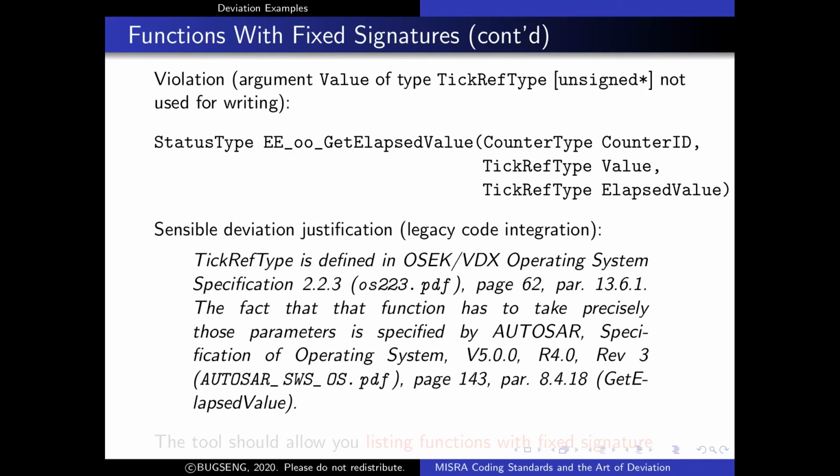Again, in this real-world example, the reason is in the OSEK standard. It says that the function that corresponds to this one has a fixed signature, so the arguments must be exactly those. So you don't have control. One good thing is if the tool, and Eclair does this, allows you to list functions with fixed signature. So you can write in your Eclair configuration the list of functions in which the signature is dictated by external considerations, for example a standard, and then the tool will do the right thing.